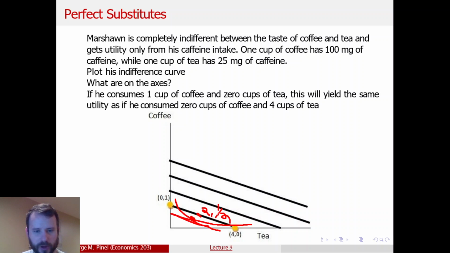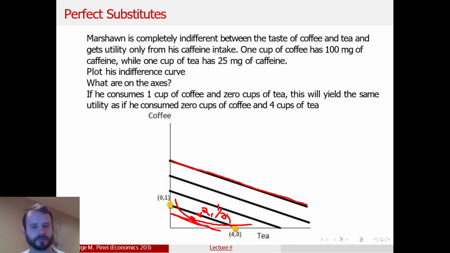Well, 1/2 a cup of coffee is going to be 50 milligrams of caffeine. 2 cups of tea is going to be 50 milligrams of caffeine. So 2 1/2 is just another way of getting 100 milligrams of caffeine. So the straight lines all correspond to different ways of getting the same amount of caffeine.